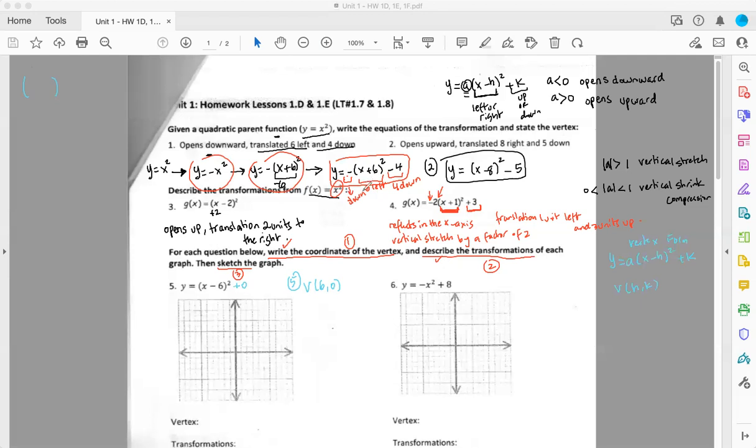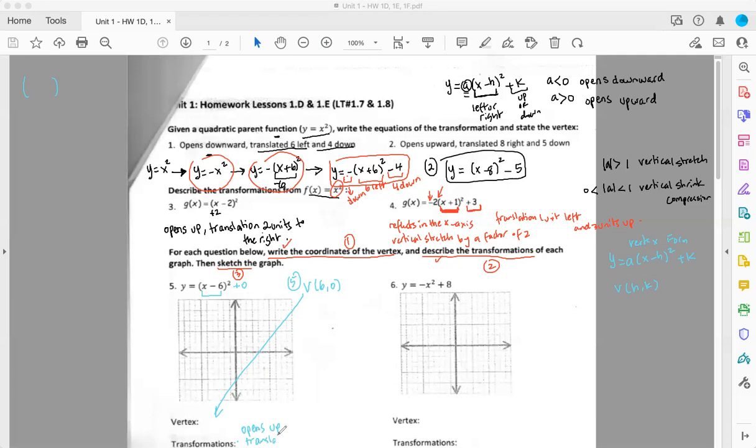And then describe the transformation. So what happened here? What's the transformation? And I should have probably put this down here. So I'm answering technically these parts, right? But it's okay. The transformation, what happened? For transformation, we can say it opens up, and transformation was 6 units to the right.